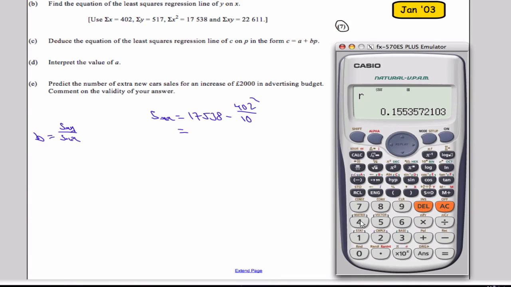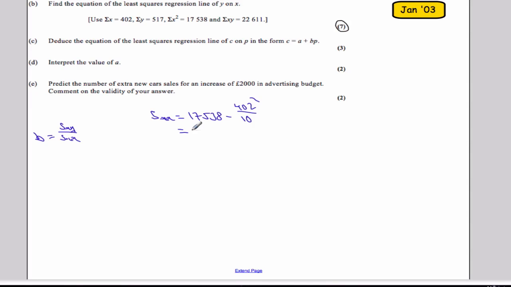And let's bring out the calculator for this. 17538 minus, oh, let me just put it back in regular mode so you can clearly see what's going on. 17538 minus 402 squared over 10, and that gives me 1377.6. That's Sxx.